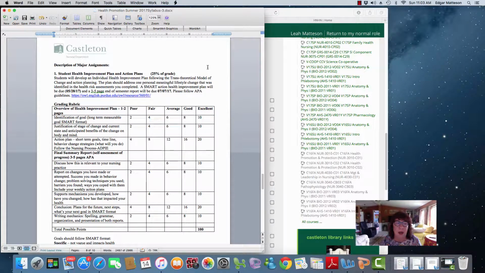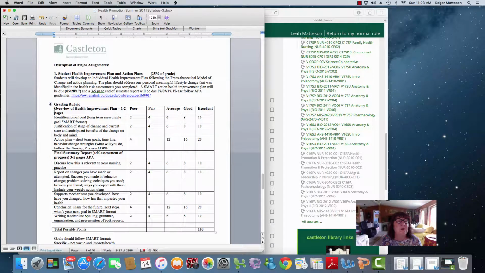So the first one is your student health improvement plan and action plan. There's a couple of parts to this. The first one is you're going to create a SMART action plan. That'll happen the week of May 22nd. Then for 5 weeks after, you're going to work on doing a weekly description of how you're progressing on that, and I'm going to show you the form for that. And then at the end of this process, you're going to write a 3 to 5 page paper that'll be due on 7/17 that's going to look at your evaluation of your process.